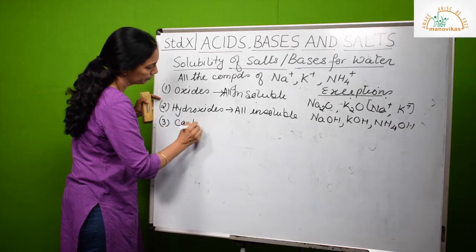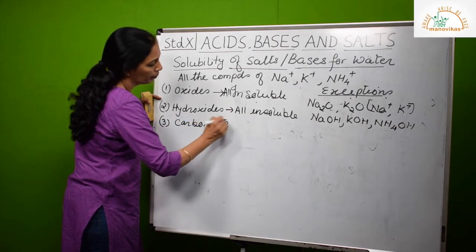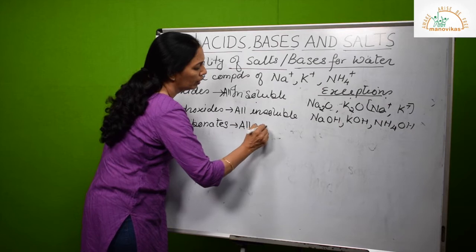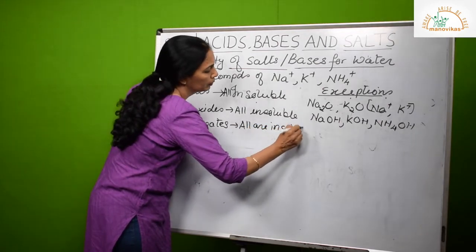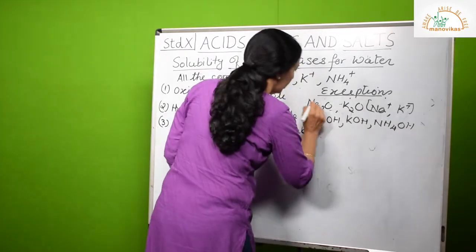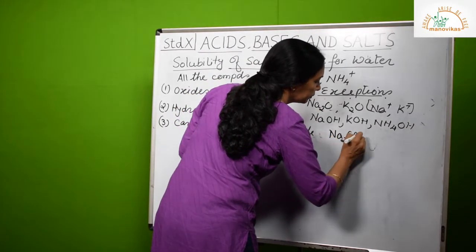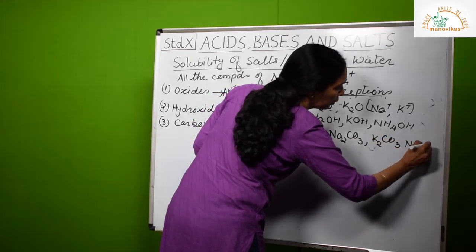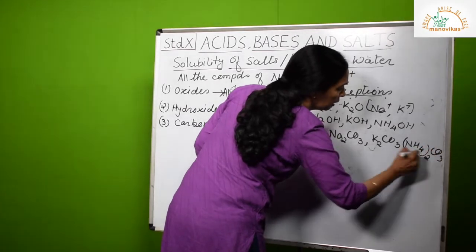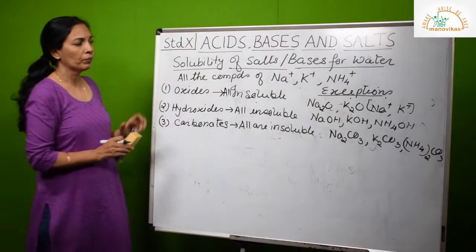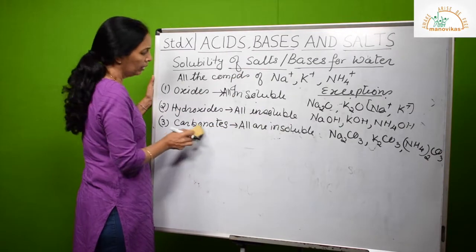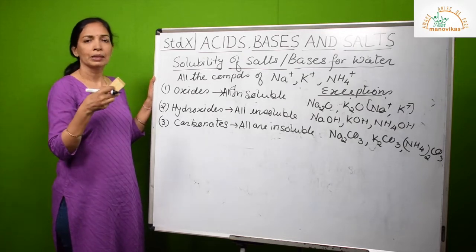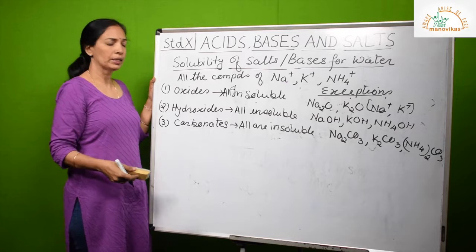Third one, carbonates. Now metal carbonates we are talking about. All are insoluble. Again exceptions: Na2CO3, K2CO3 or (NH4)2CO3. So sodium, potassium and ammonium carbonates are soluble. Remaining all are insoluble. Sodium, potassium if you leave, then comes calcium, magnesium, aluminium, all the carbonates are insoluble.